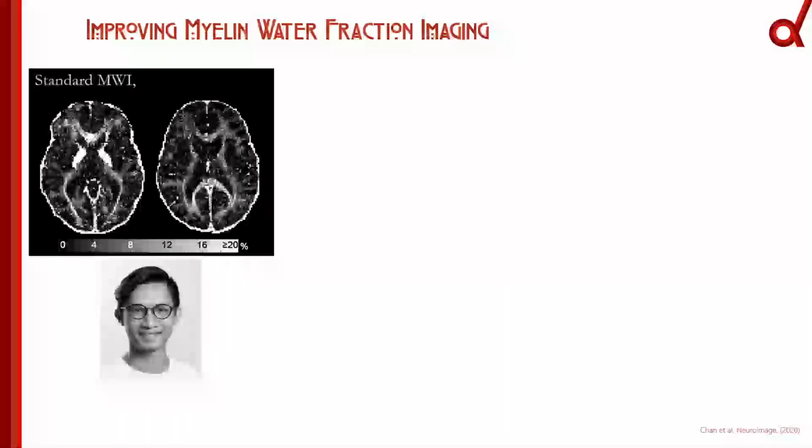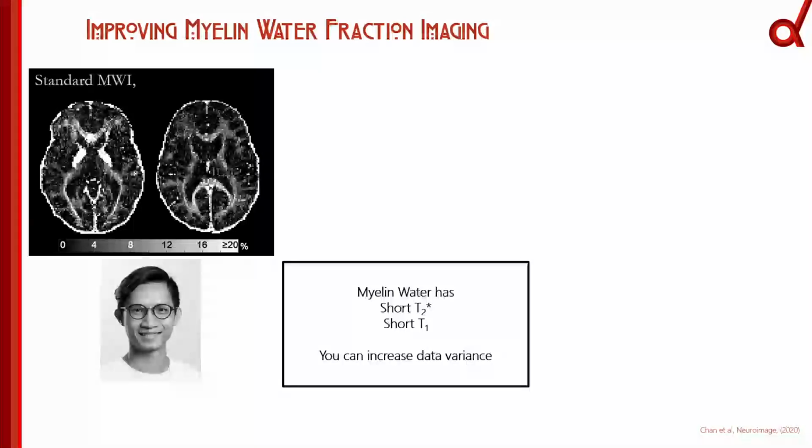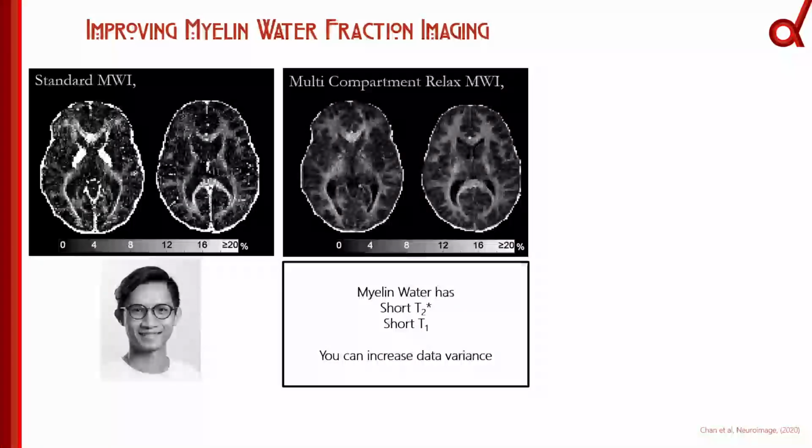And you can actually improve on it. This is work by Pokxing in my lab, where he noticed that you can get myelin water imaging using this method, but if you use some of the information that I shared with you on that very busy slide at the start, that myelin water has a short T2 star, but also has a short T1, you can design acquisitions that make your myelin water maps a lot less noisy.